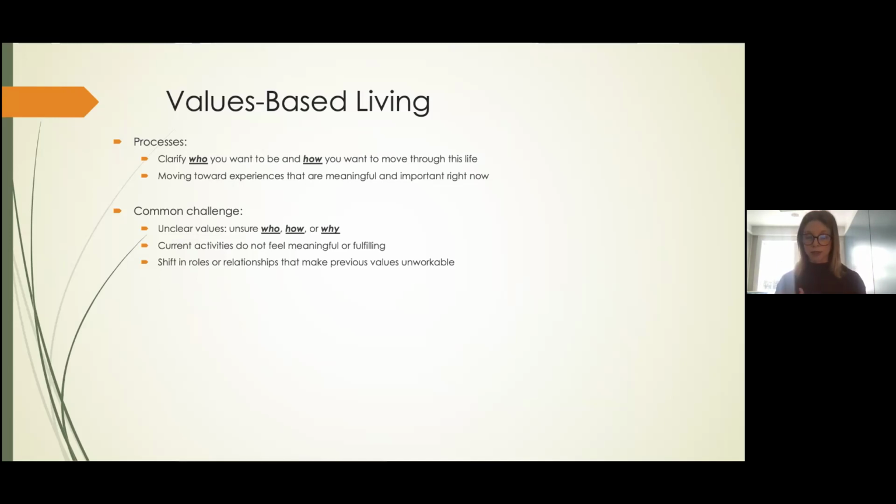But unclear values can look like being able to talk about the current activities that they do or the way they spend their time, but also being able to say, this doesn't really feel important to me. It doesn't really feel meaningful to me. And you notice a gap between where the effort is going and how reinforcing or helpful it seems to be.